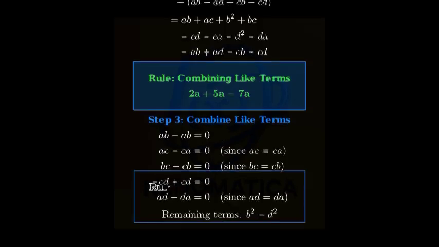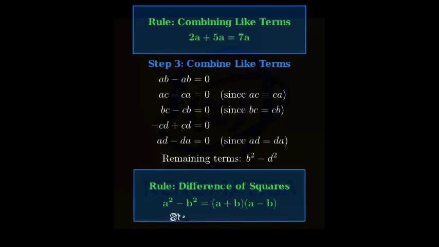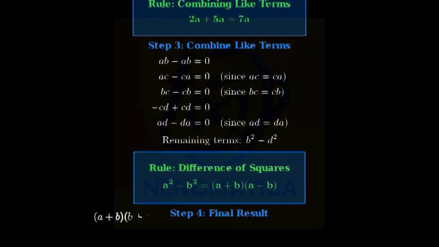Let's verify this makes sense by thinking about the structure of our original expression. After all that algebraic manipulation, we arrived at a remarkably simple result. Quick challenge. Can you think of another way to approach this problem? For example, could you factor the final result B squared minus D squared using the difference of squares formula?